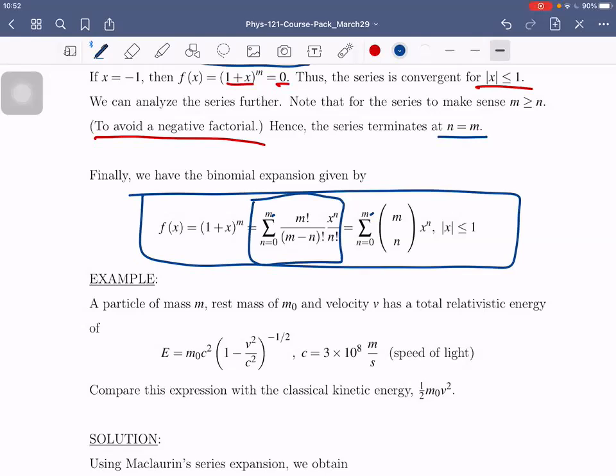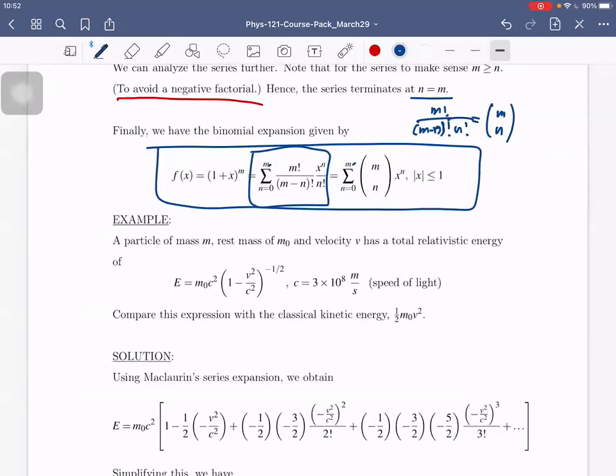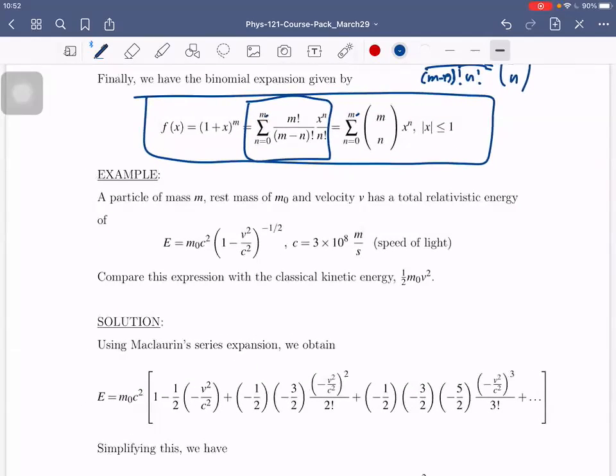However, combination could also be written like this. So, m taken n. Ito lang yan. M factorial over m minus n factorial times n factorial. Same as that. Okay? We have another example here. But I guess I leave that to you to do. So, we have the expression for the energy. This is a relativistic energy, no? Kung familiar pa kayo sa Einstein's theory of relativity.